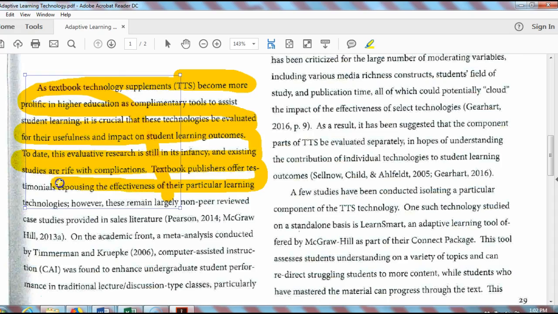Not what I was thinking I was going to be able to do. I thought I could just highlight very easily, but okay.